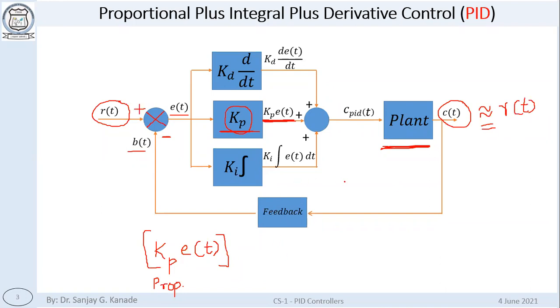The second part is the I. I stands for integral. So now you can guess the idea. In the integral controller, this is the output of the controller. It is proportional to the integration of the error. See what we have done? This is the integral sign, right? You can see this is the integral sign. So the output of this controller is proportional to the integration of the error.